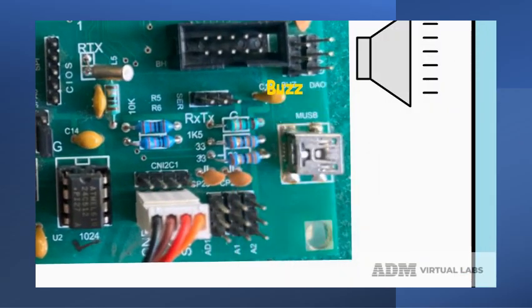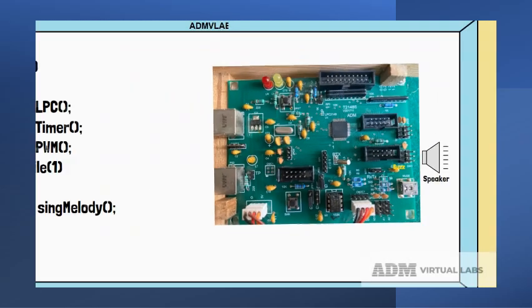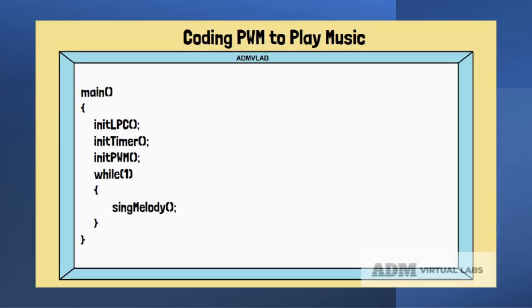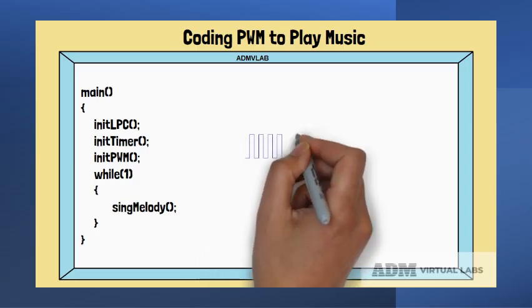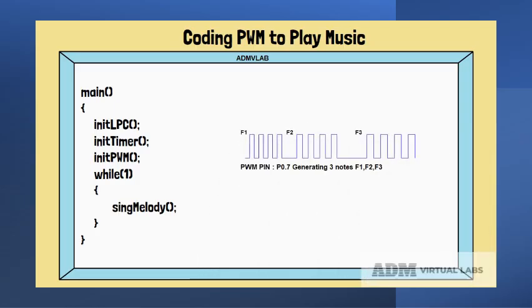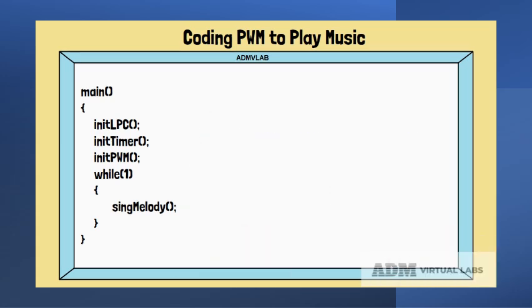In the second function call, we initialize timer 0 and generate timer interrupt every 1 millisecond. We use timer to time how much time each music note should play. This note duration depends on how fast or how slow the music is being played.